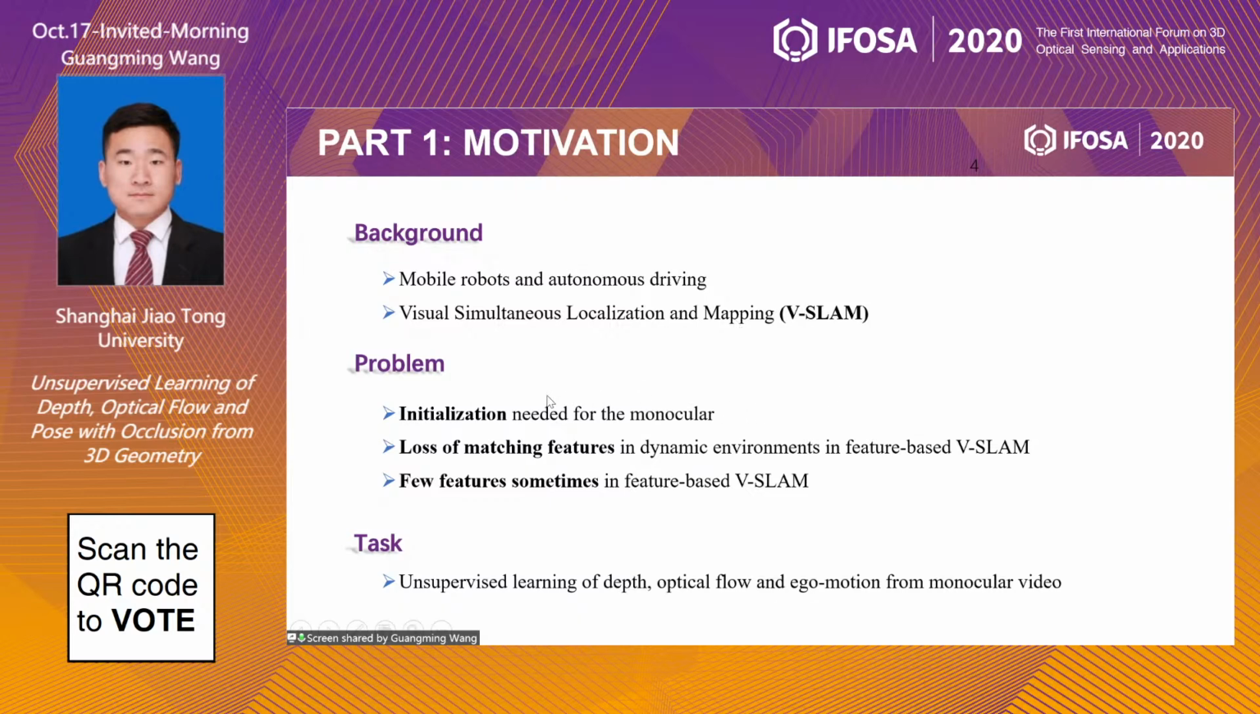But there are some problems for the traditional methods. The monocular camera needs to be initialized, and feature-based visual odometry faces problems such as loss of matching features in dynamic environments, or sometimes too few features. Our task is to conduct unsupervised learning of depth, optical flow and motion from monocular video.